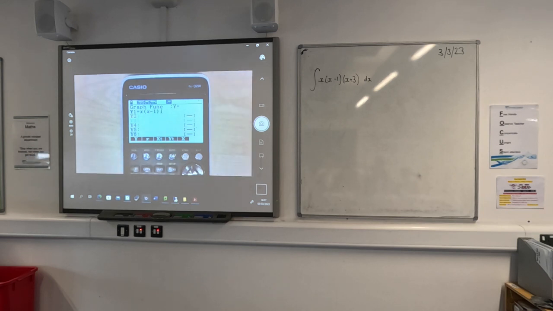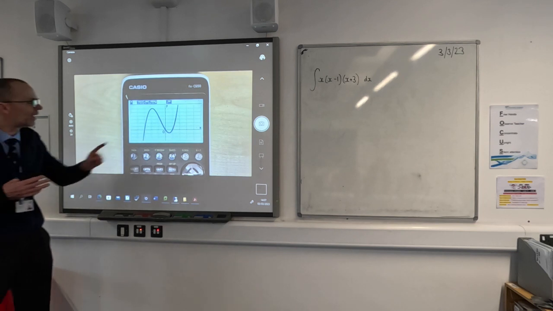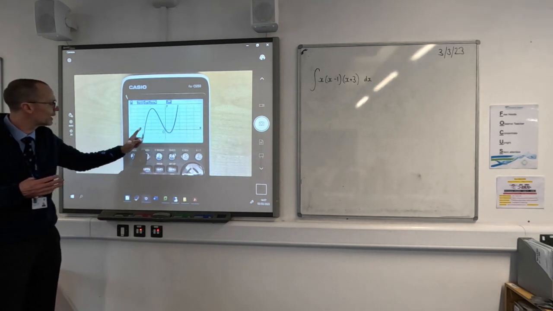I've written it on the old board. What were the areas of integration? It's just the finite region contained between the graph and the x-axis. So I'm hoping when you saw that graph you said, oh yeah, of course it looks like that. It's a cubic. If I multiply that out, I'm going to get a cubic. And its roots are 0, +1 and -3.